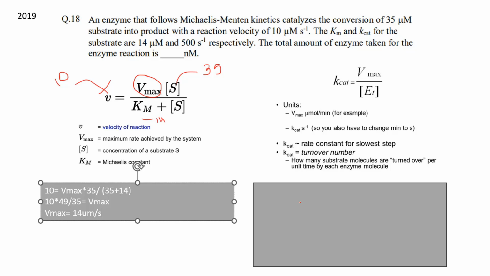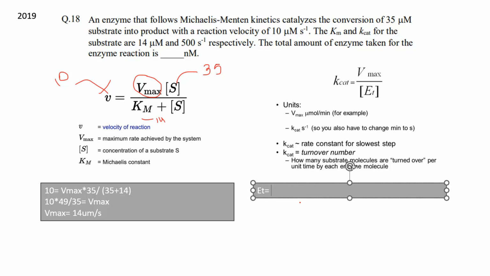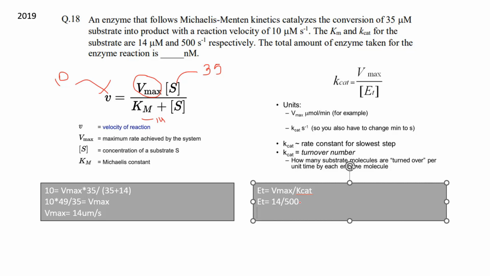So if we substitute that in this equation, the total enzyme would be given by Vmax divided by Kcat. So Et equals Vmax, which is 14, divided by 500. So total enzyme would be somewhere around 0.028 micromolar.